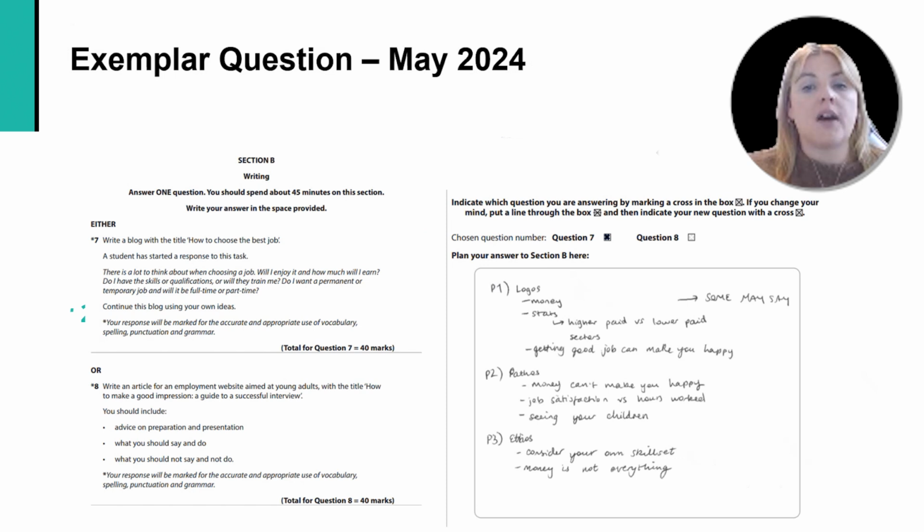Each question will specify a type of writing, for example, in this case, a blog or an article, along with a clear purpose. You'll also receive additional guidance, such as opening sentences or bullet points with suggestions. After this, you'll also see a planning box.